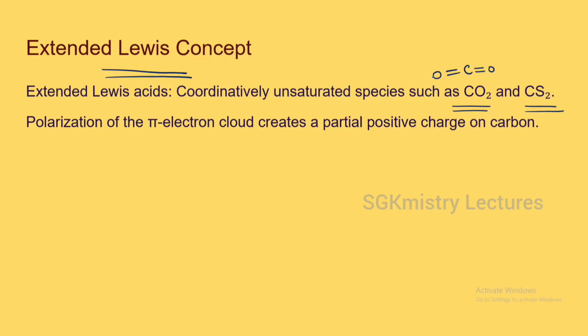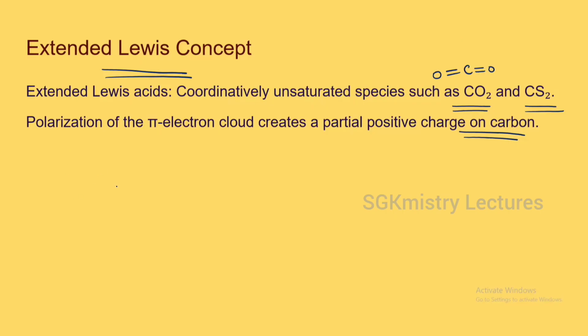Because of this polarization, it leads to a partial positive charge on the carbon, whereas the oxygen or the sulfur gets the partial negative charge. So now the positively charged carbon acts as an electron acceptor, and it can accept electrons from the Lewis bases. Because of which we call carbon dioxide a Lewis acid.